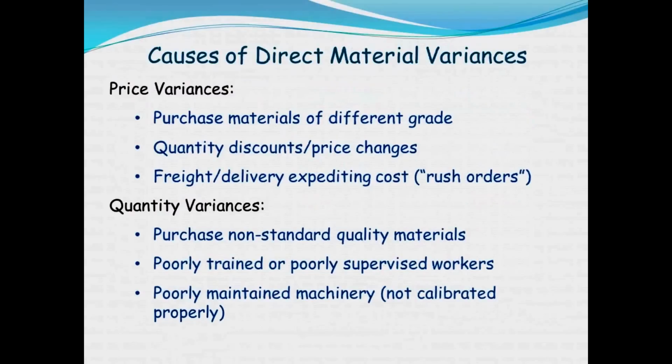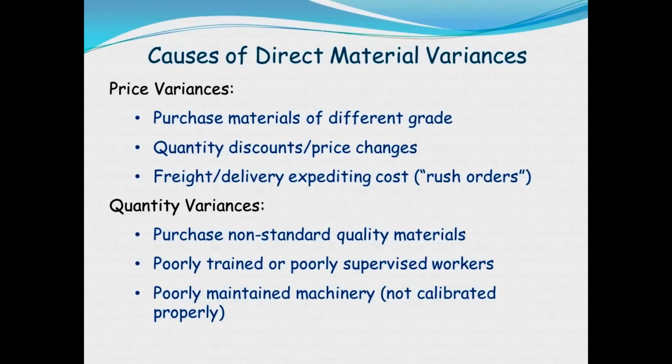Let's wrap this all up. Causes of direct material variances. A price variance. You could have bought materials at a different grade, quality, by a cheaper material. Looks good as a price variance, right? Where will it show up though? It'll be negative as a quantity variance. So you need to be careful.